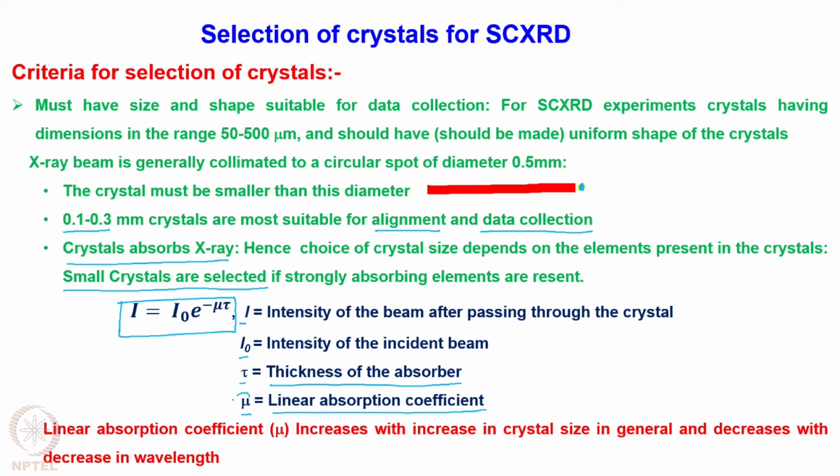So, this term mu is very important. Depending on the wavelength and crystal size, the value of mu changes. That is, the linear absorption coefficient increases with increase in the size and in general, and decreases with decrease in wavelength. So, that means a compound, if we try to collect the data using copper radiation, will have a certain value of mu. If we do a data collection using molybdenum, which is a much smaller wavelength, it will have much less absorption. That means it will have much more penetration.